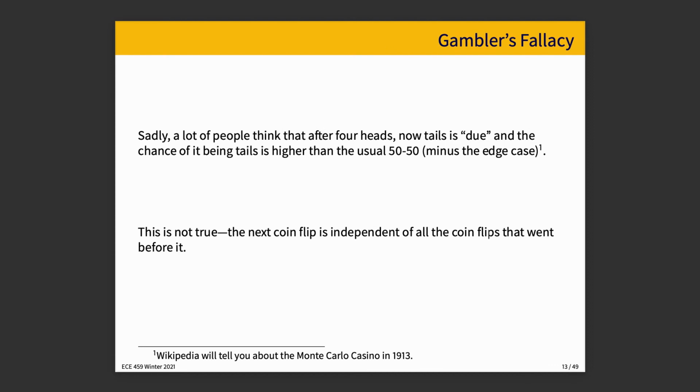Well, sadly, a lot of people think that after 4 heads, tails is now due, and the chance of it being tails is higher than the usual 50-50, minus whatever edge case. This is not true. The next coin flip is independent of all the coin flips that went before it.